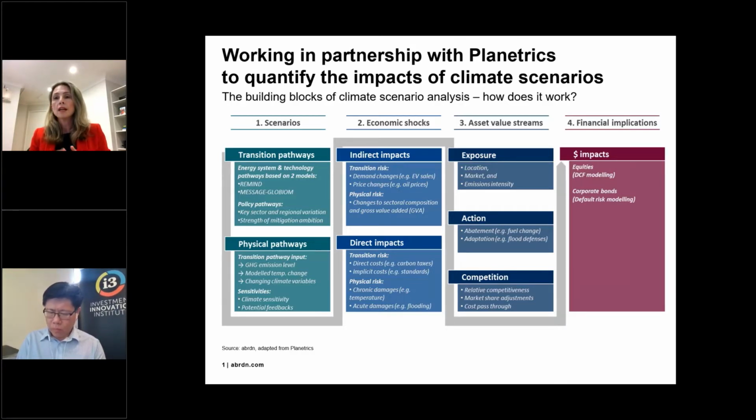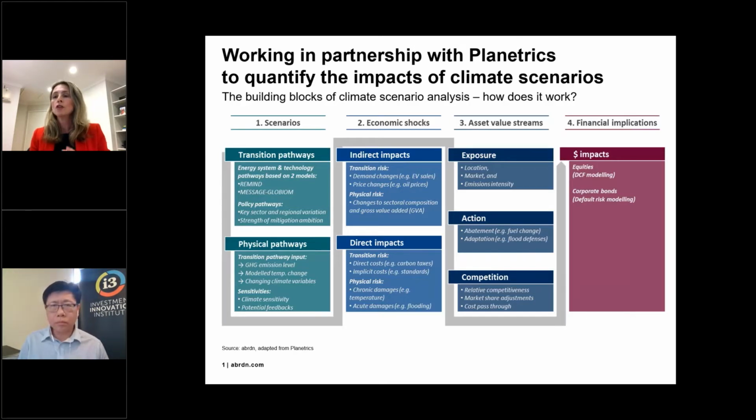So what we do is we translate those macro assumptions into the micro level. So economic shocks, which can be both direct and indirect. Direct shocks are, how does a carbon price impact a company? How do cyclones impact physical assets? And the indirect are like demand pattern changes or price changes, cost curve changes.